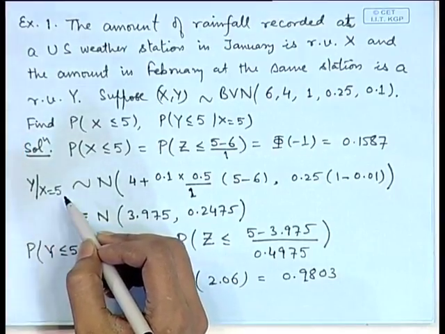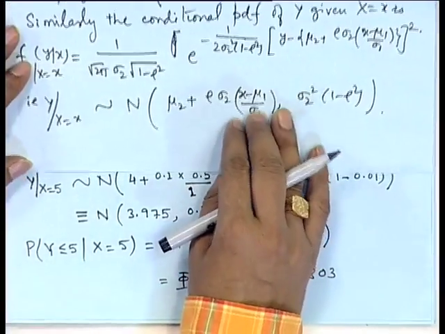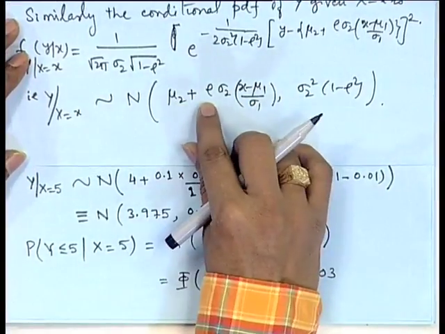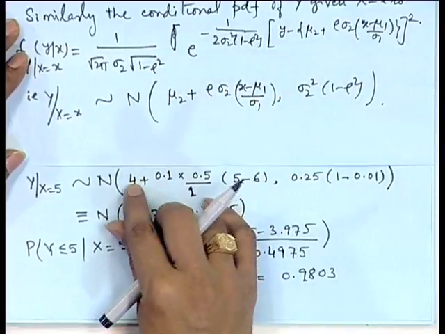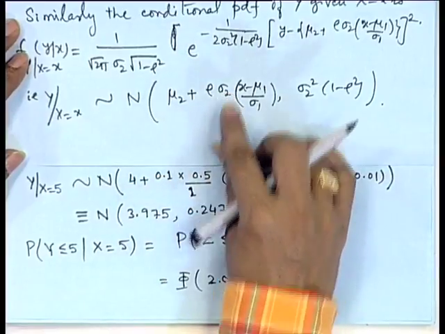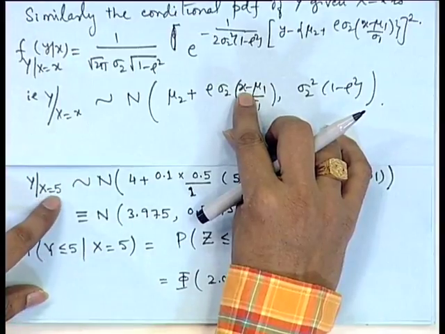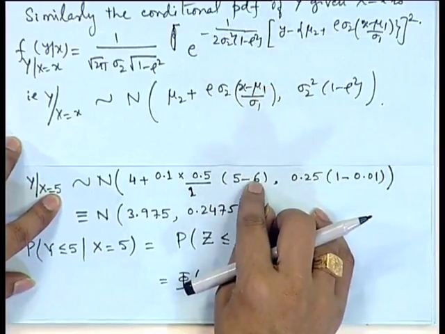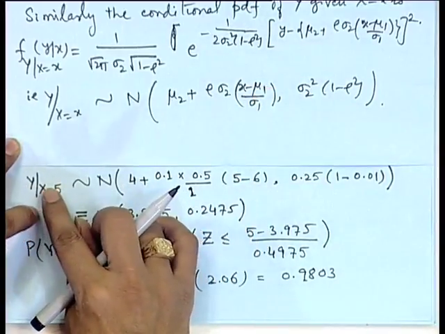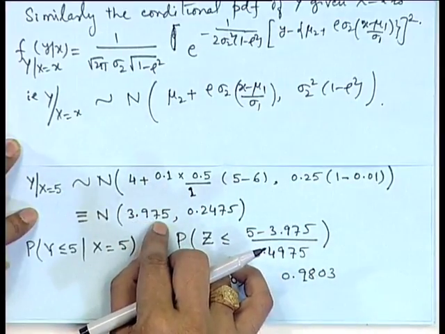Now, making use of the conditional distribution of y given x, which is normal with mean mu 2 plus rho sigma 2 (x minus mu 1) by sigma 1. So, here mu 2 is 4, rho is 0.1, sigma 2 is 0.5, sigma 1 is 1, and the point x is 5, and mu 1 is 6. So, this is the mean of the conditional distribution of y given x. After simplification this turns out to be 3.975.